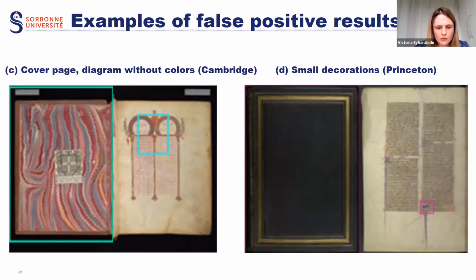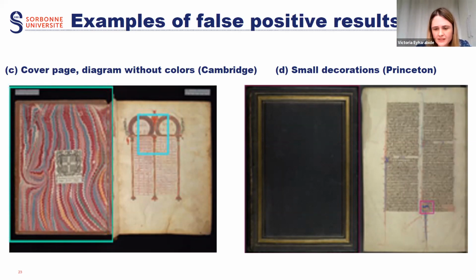Here we present more examples with cover pages and also some diagrams without colors in the middle, and also here some small decorations. The dimension of the objects to detect can be very small compared to the whole page. So downsizing the images could lead to completely erasing some of the objects, making them impossible to retrieve.